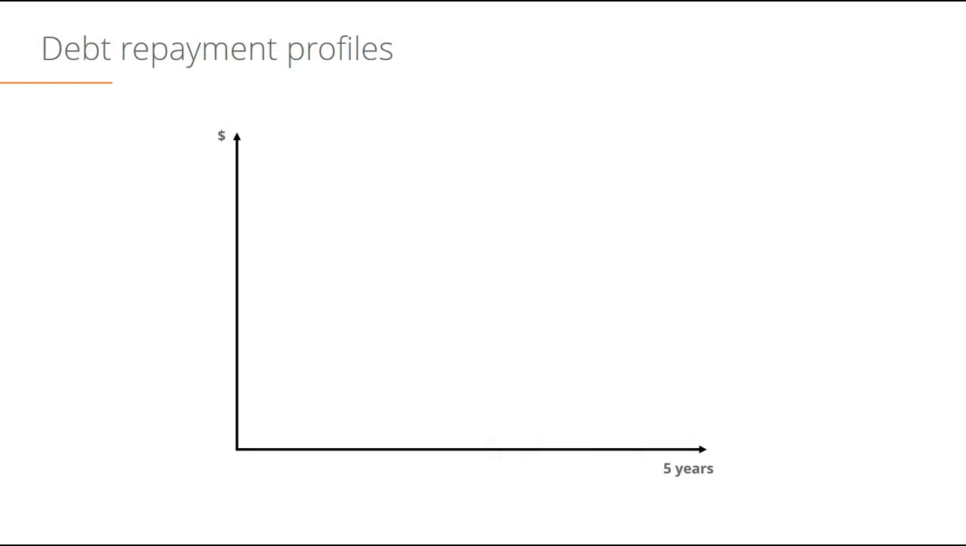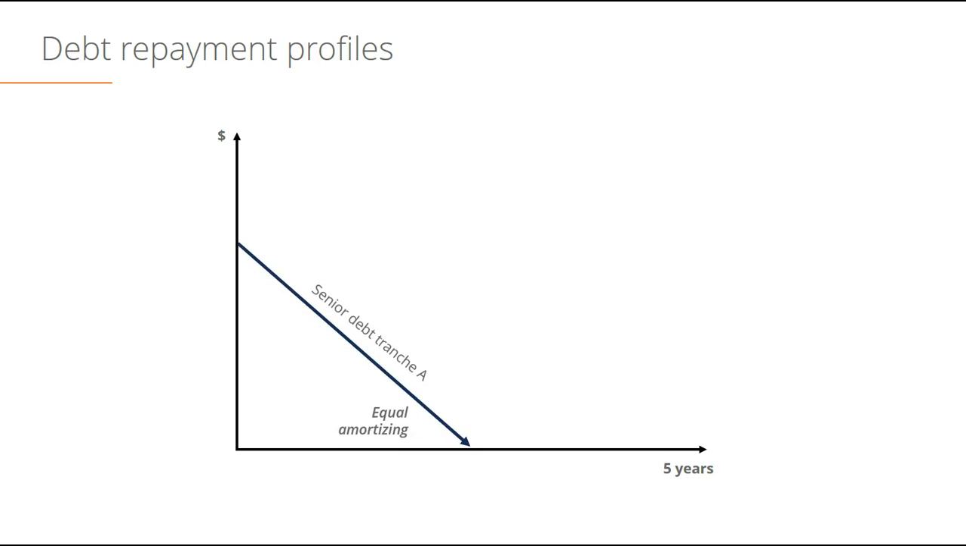This is a really great chart that illustrates the profile of various types of debt. So across the horizontal axis, we have the time to maturity. Across the vertical axis, we have the dollar value of the debt outstanding.